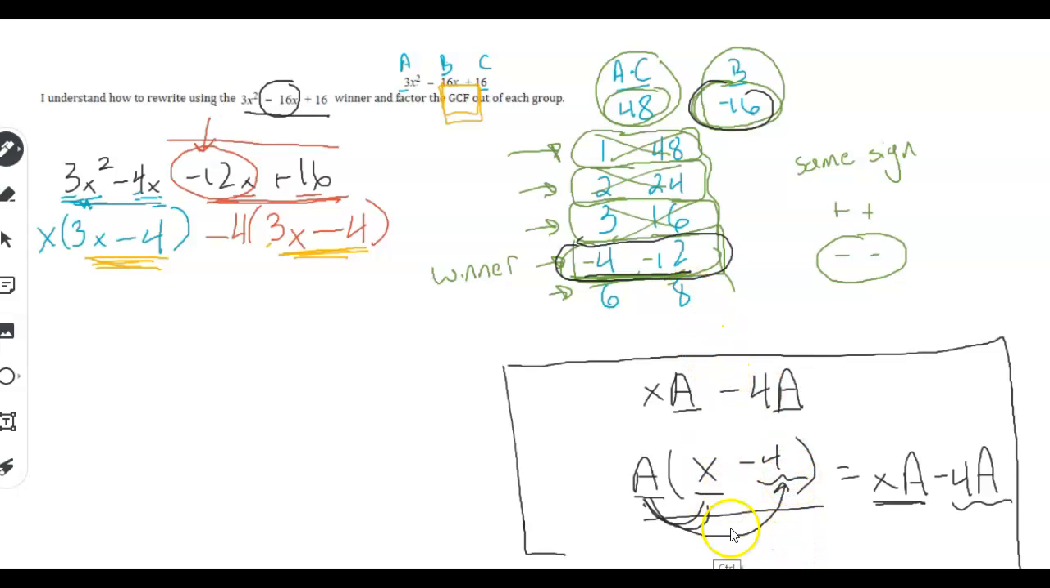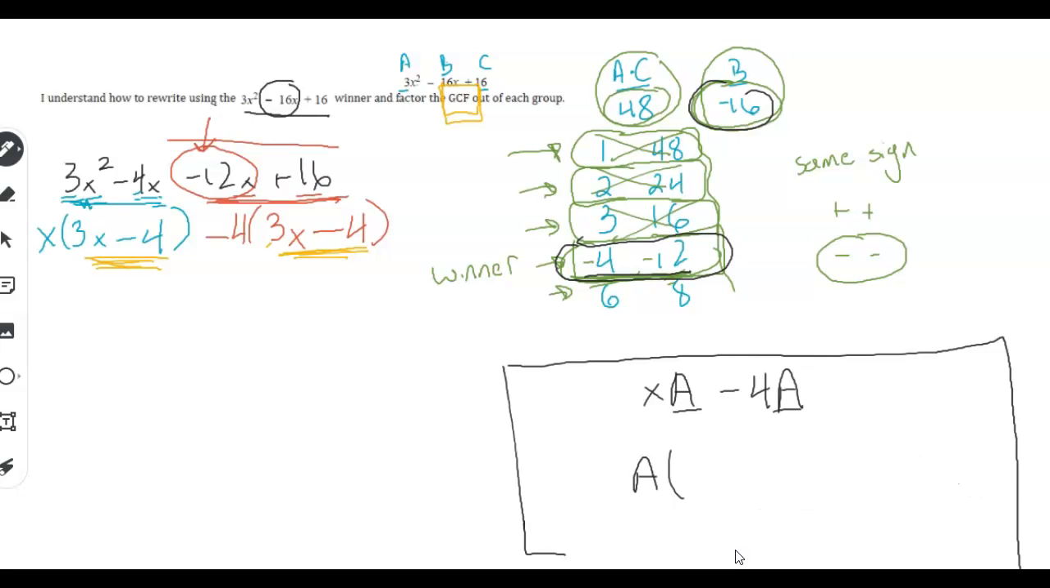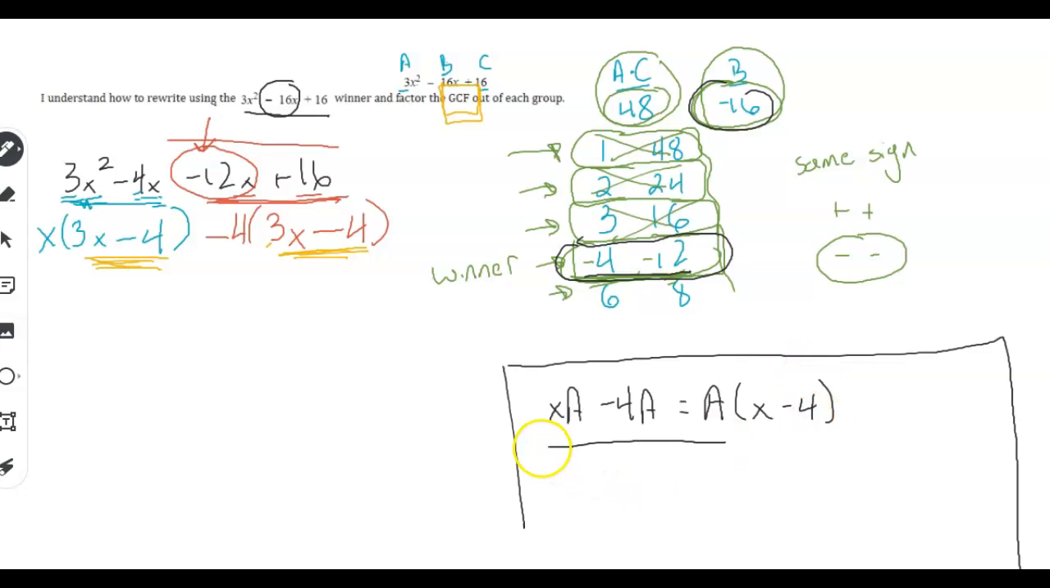So if this entire time I was yammering on and on, and I was like, hey, kiddos, let's go back to the very beginning. If I have x times something minus 4 times that same thing, that same thing can come out to the front, and x minus 4 is on the inside. This makes sense to you. That's what I'm going to do over here. It's just that instead of A and A, the thing they have in common is that 3x minus 4 and that 3x minus 4. So just like that A comes out to the front, this is like a big A. That 3x minus 4 comes out to the front.